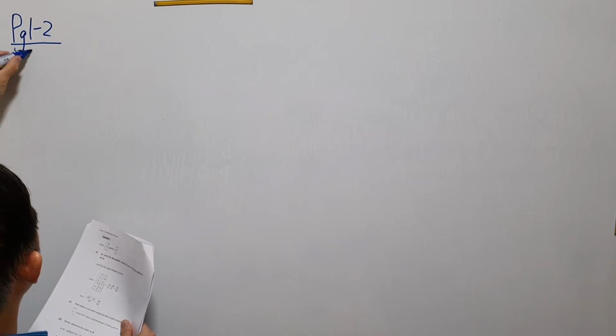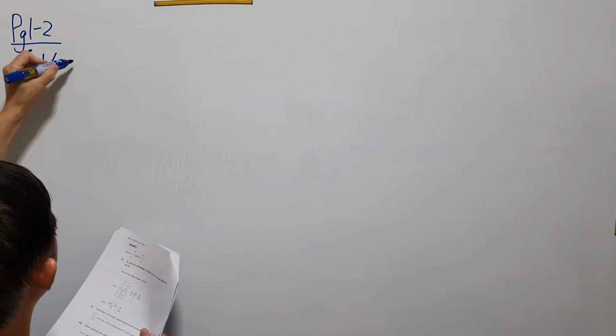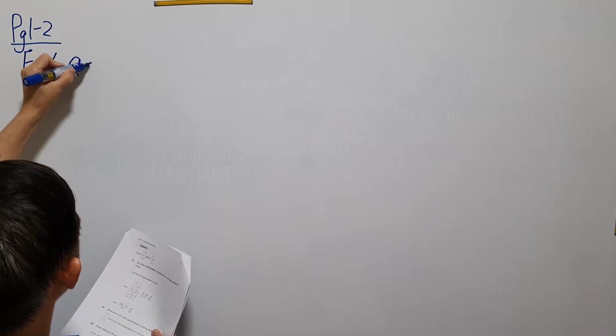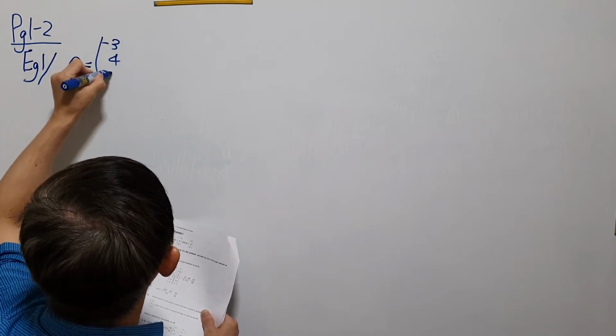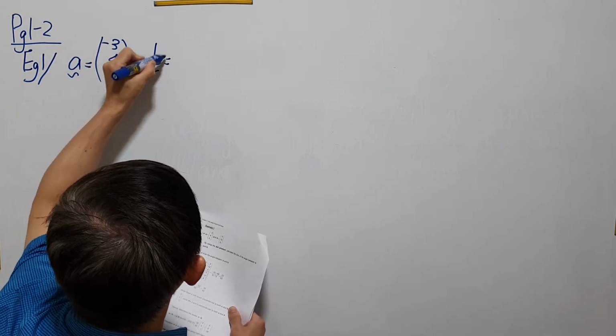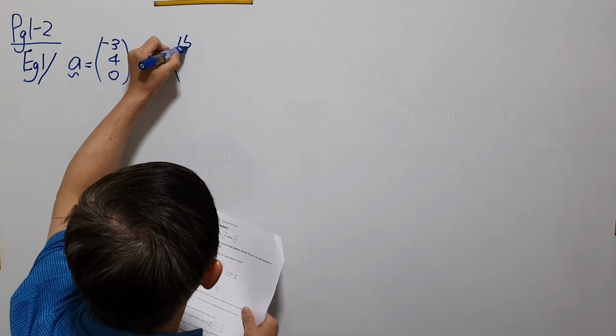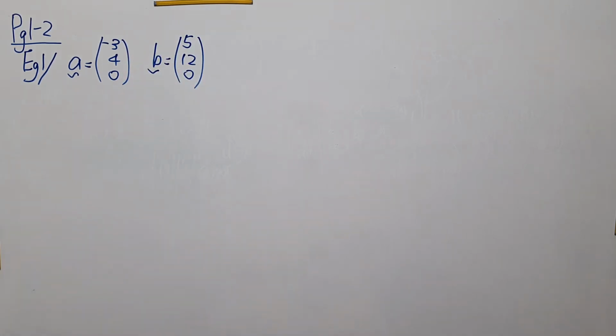On page 1-2, in example 1, you are given two vectors: A, which is minus 3, 4, 0, and another vector B, which is 5, 12, 0. Right? In this example, you are given these two vectors A and B.